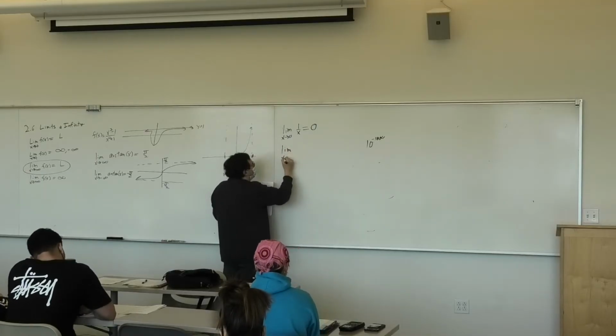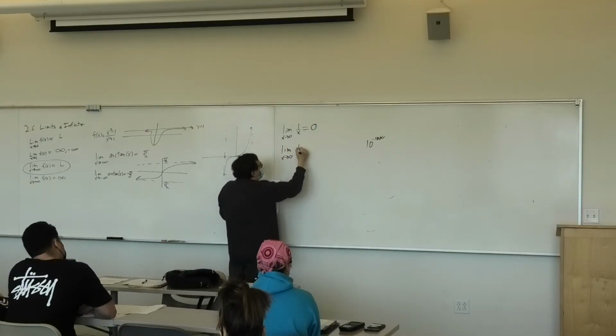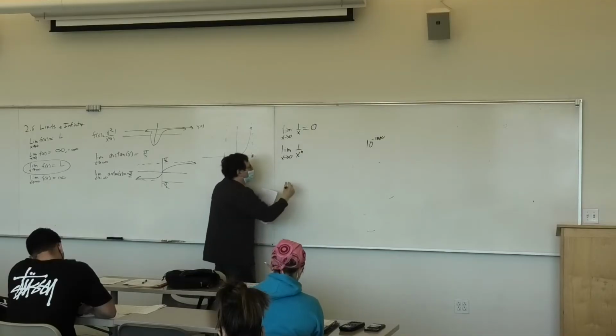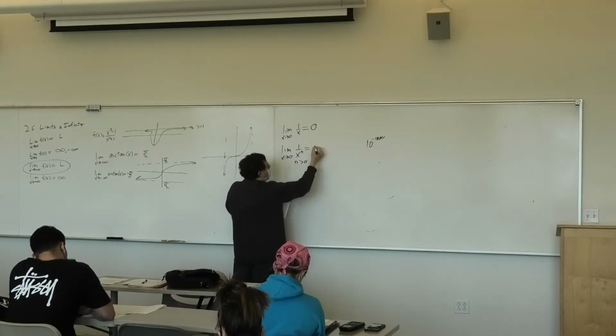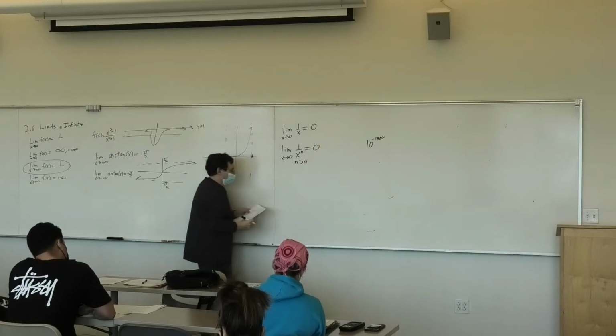Likewise, 1 over x to the n, as long as n is greater than 0. This again is going to go to 0 even more quickly.